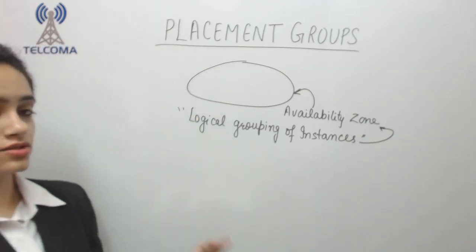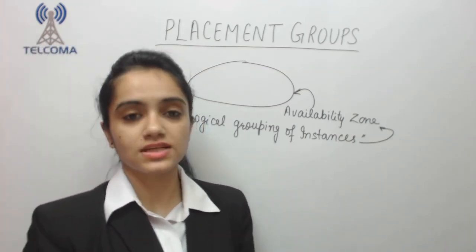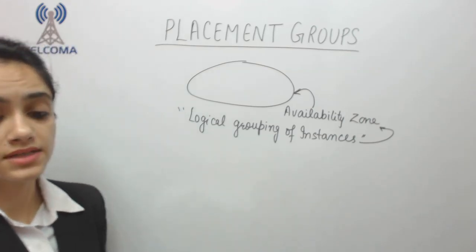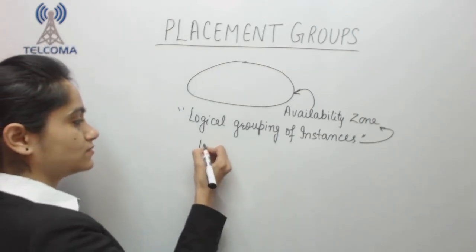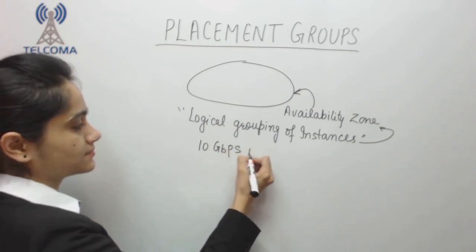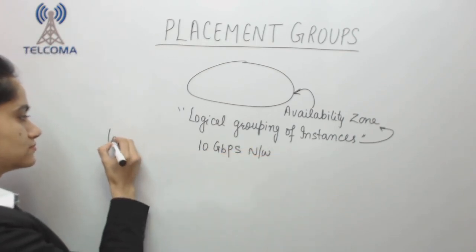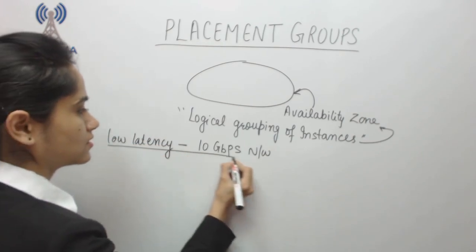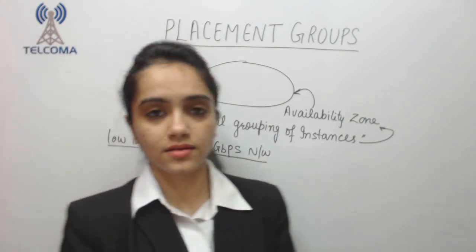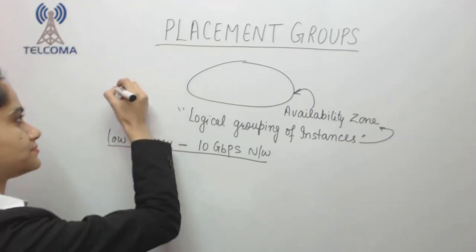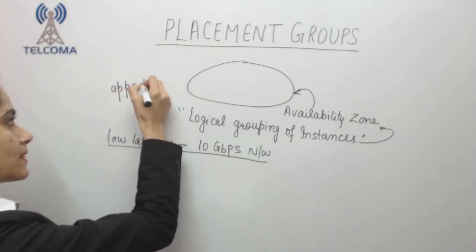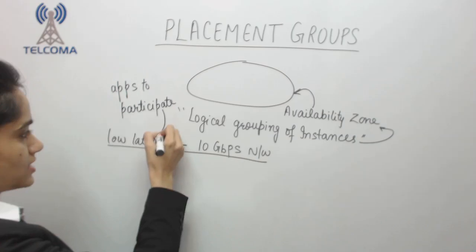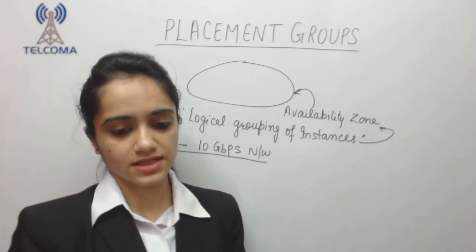Now why do we require this logical grouping of instances in a single availability zone? Because it enables applications to participate in a low latency 10 gigabit per second network. So this is suitable for a low latency 10 Gbps network.